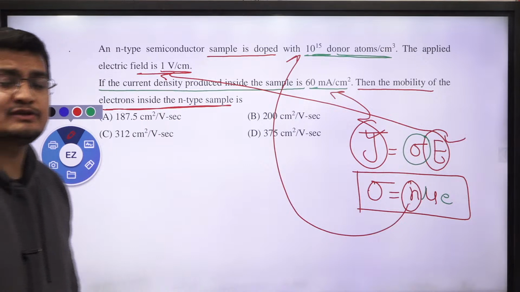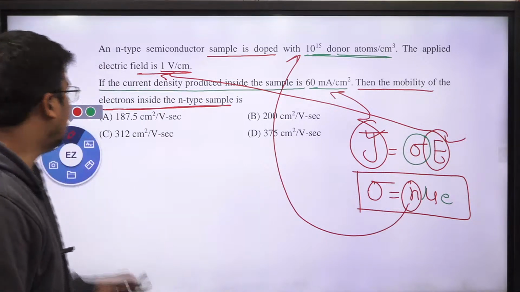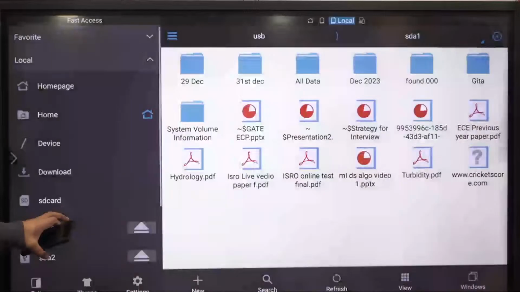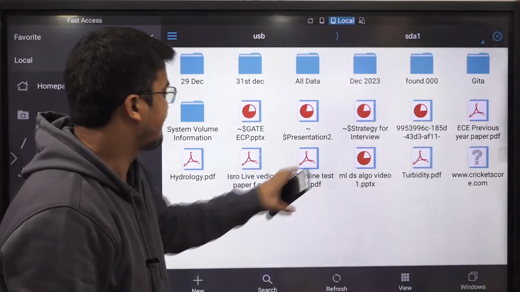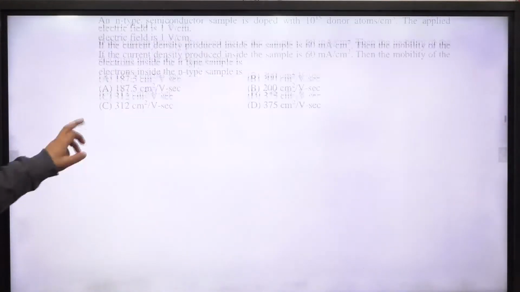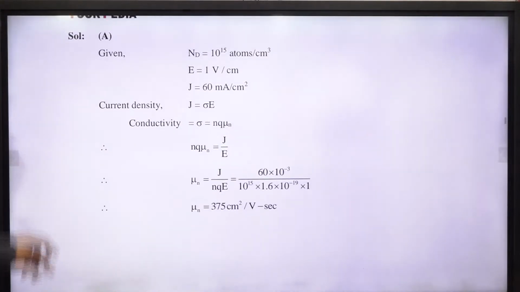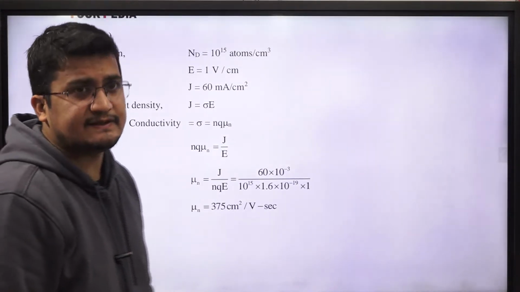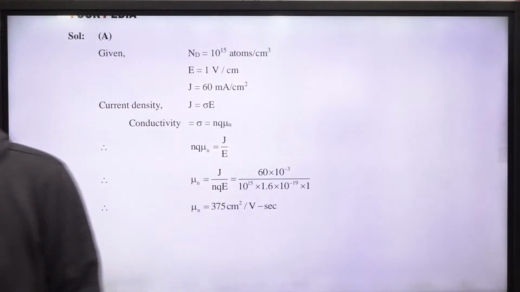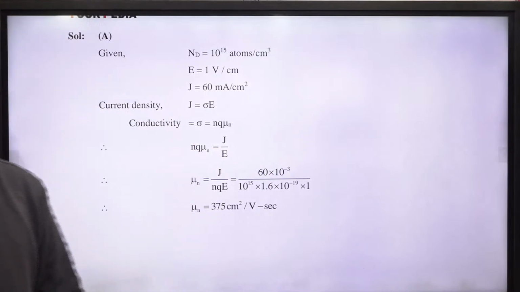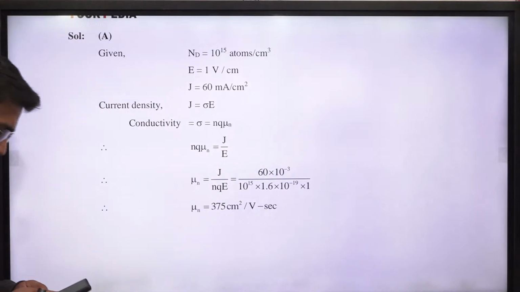Yes, Aniruddha and others will tell me the answer. See, D is the answer. Wait a minute, sorry. Guys, A is the answer. The answer is coming A. Aniruddha, please check. Some mistake is there. You can see the solution on your screen. Any mistake there, please?